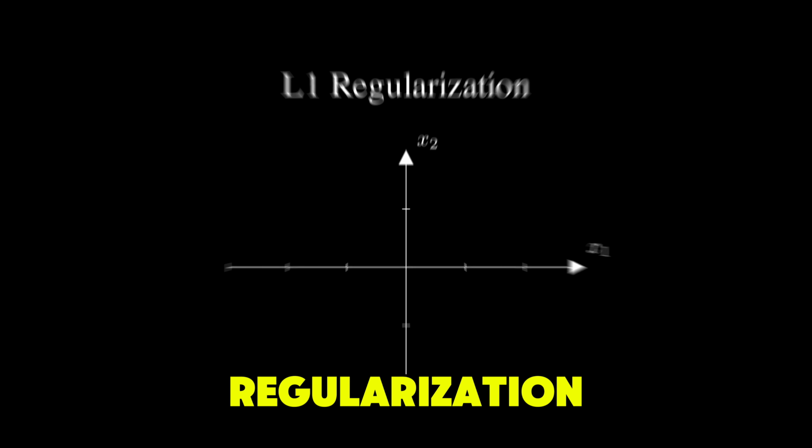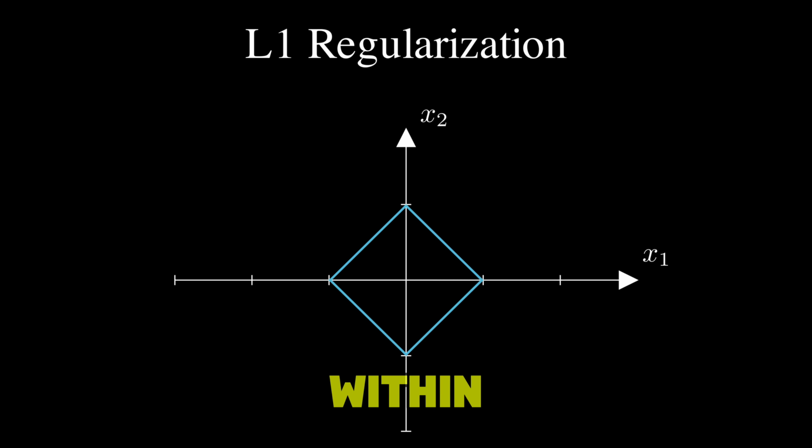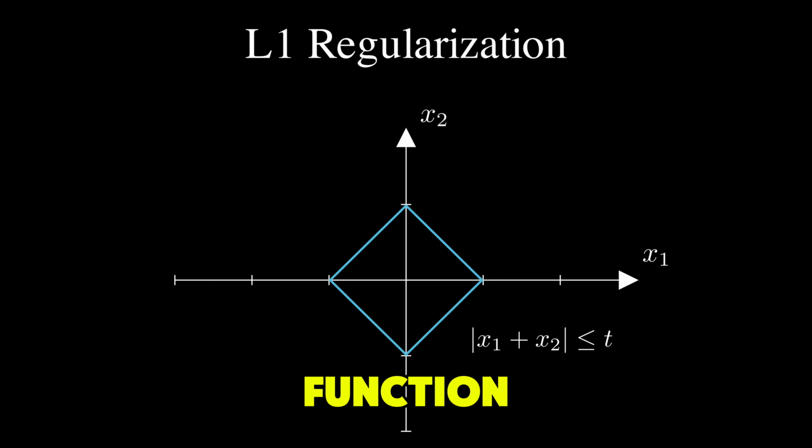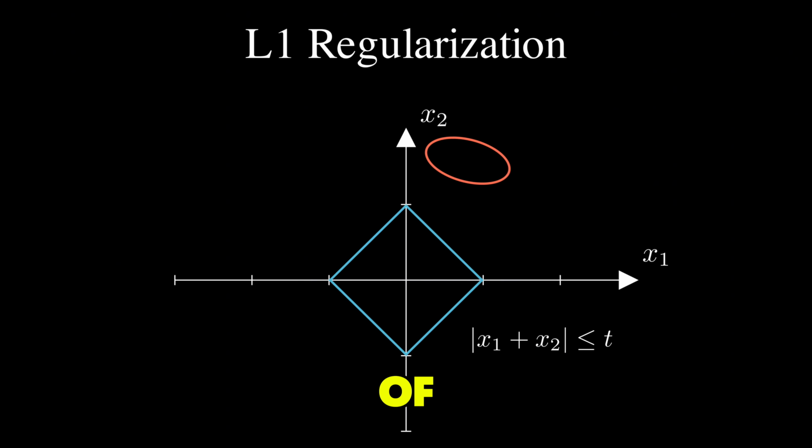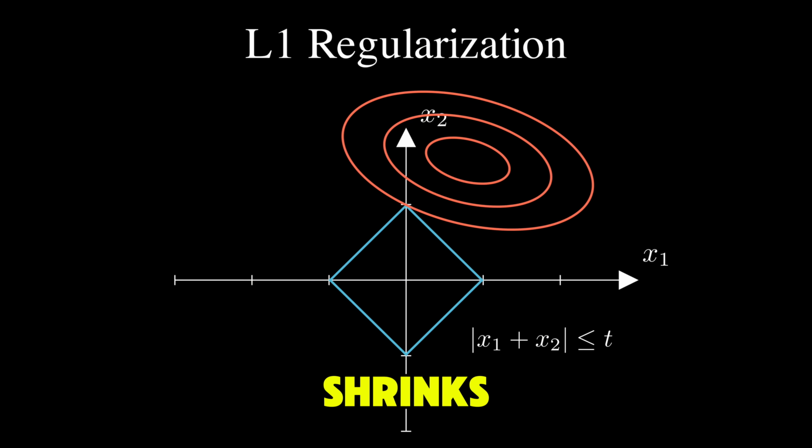In L1 regularization, we constrain the weights to lie within a diamond-shaped region in the weight space. The loss function, on the other hand, is represented by a series of concentric circles or ellipses, each corresponding to a specific value of the loss. As we minimize the loss, the contour circle shrinks until it touches the boundary of the diamond. The point where the circle touches the diamond determines the optimal solution.